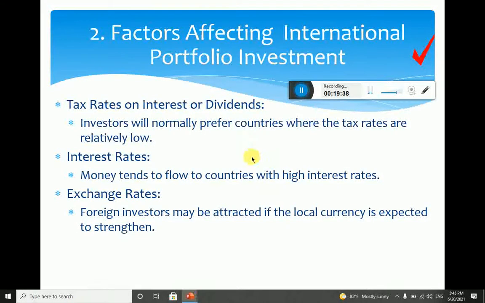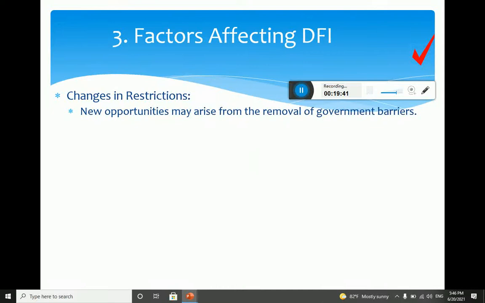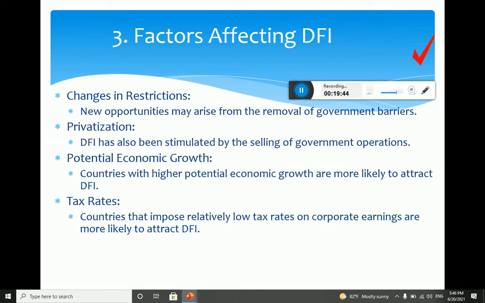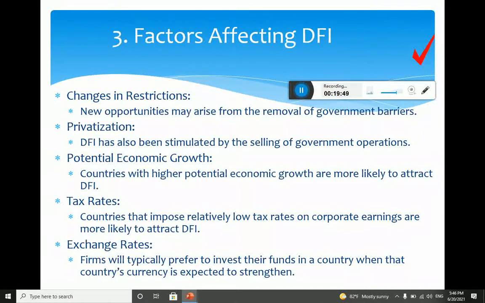Now let's talk about the third one, factors which affect direct foreign investment, the flow of funds from direct foreign investment. Number one is changes in restrictions. If a government removes restrictions in opening a new business, and restrictions on checks and balances on people's money or source of income, usually those countries receive a lot of direct foreign investment.